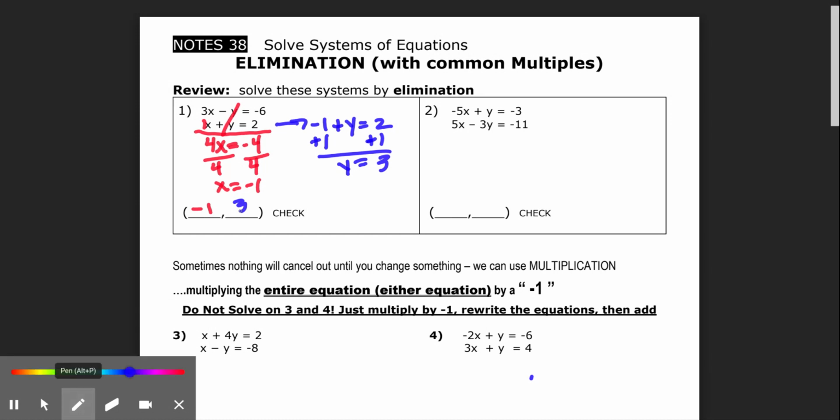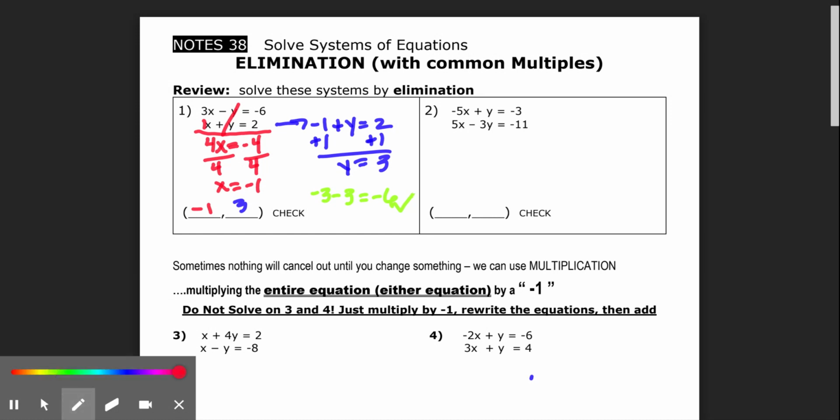Now what we can do is go ahead and check it. So we can use either equation. It doesn't really matter. I can use the top equation. So this will be 3 times negative 1 is negative 3, minus 3. Is that negative 6? Yes, it is. So that checks out okay.